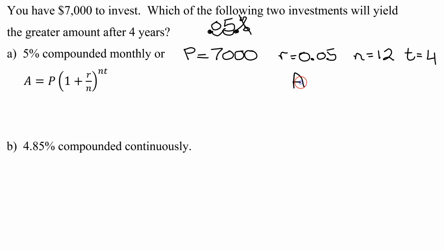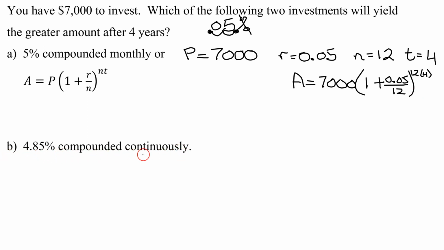So plugging those numbers into the formula, we get A equals P, 7,000, times the quantity 1 plus R divided by N, so it's 0.05 divided by 12, raised to the NT, so it's 12 times 4 in the exponent. I'll work out this expression in a minute when I bring out my calculator, but let's see if we can find the formula we need for Part B.